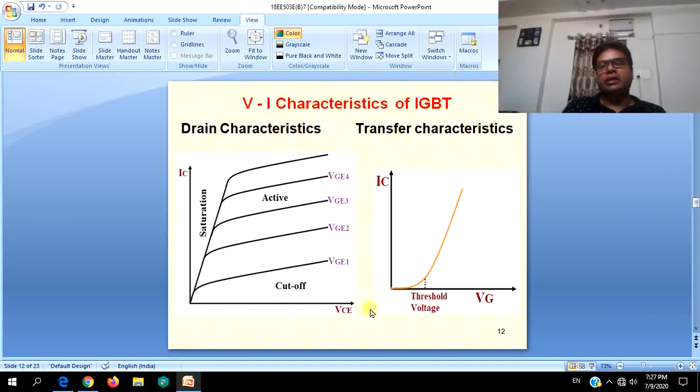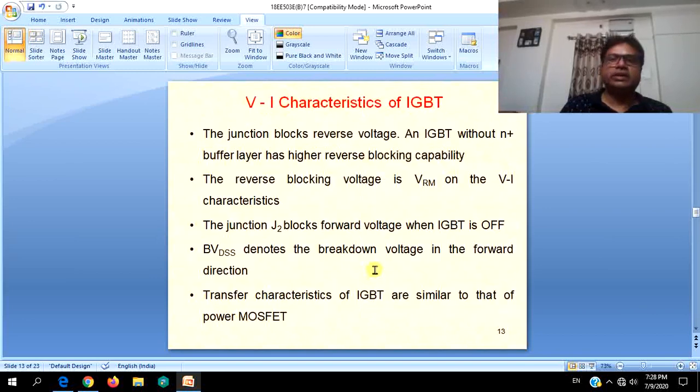And also when you plot the characteristics between gate voltage and the collector current, it is just similar to MOSFET characteristics. When the gate to source voltage is increased beyond the threshold voltage, it conducts. It is just similar to MOSFET. There will be high current gain in the collector, so it is voltage controlled. So these are the VI characteristics.